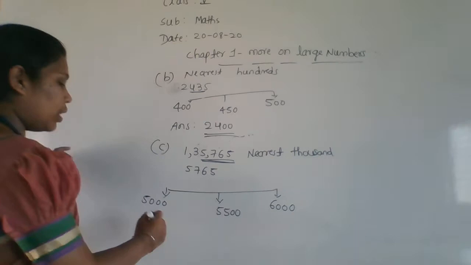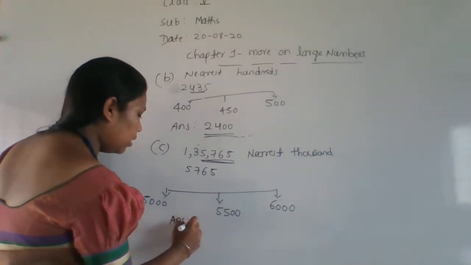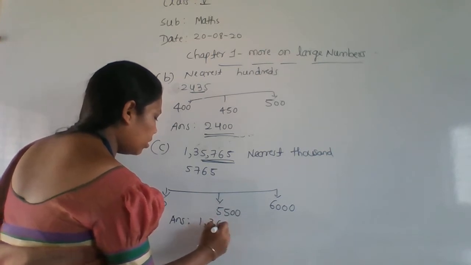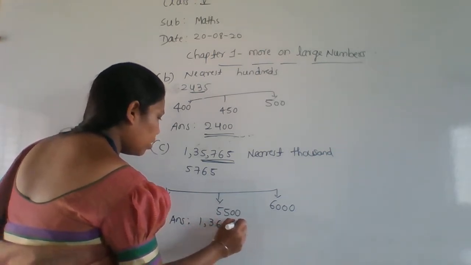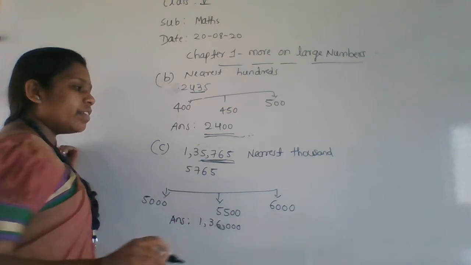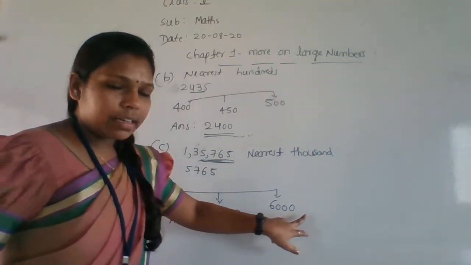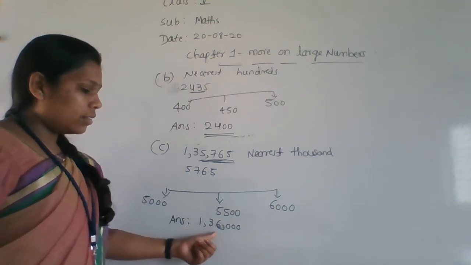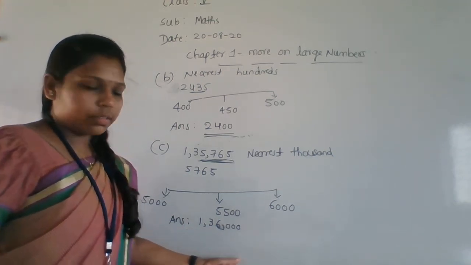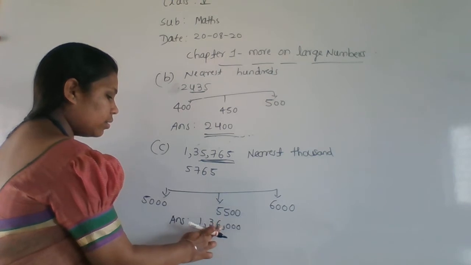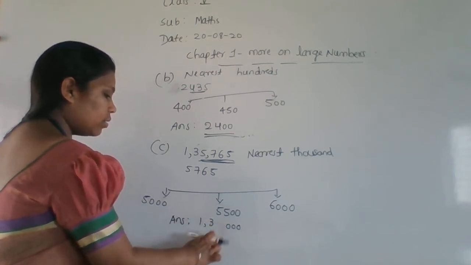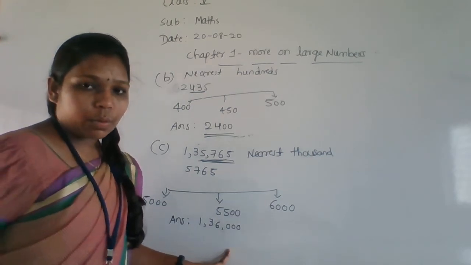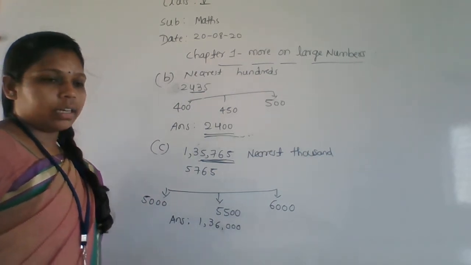So how to write the answer here? Instead of writing 5,765, we have to write 6,000 here. Getting everyone? The answer is 1,36,000. That is the answer here.